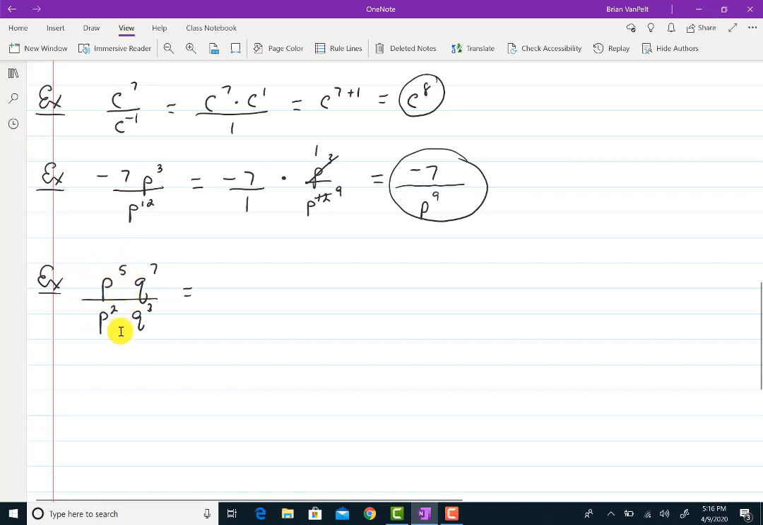The 5 is bigger than the 2. So I can cancel the p squared all the way off and subtract 2 from that 5. So that'll leave me with a p to the third in the numerator. Now as for the q, the same thing is occurring here. The 7 is bigger than the 3, so I can do q to the 7 minus 3. Cancel that off all the way. I have p to the third, q to the fourth. All that was left in the denominator was 1, and you can just write this as p to the third, q to the fourth.